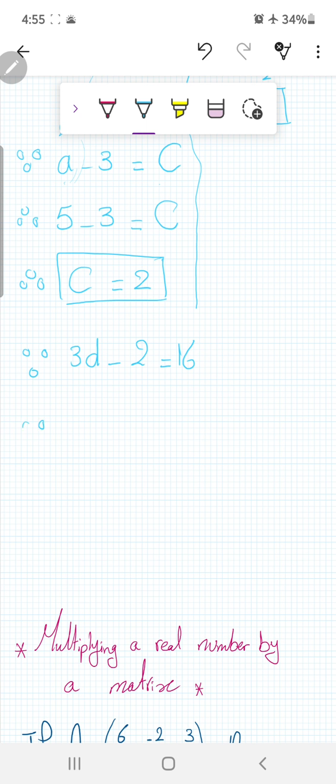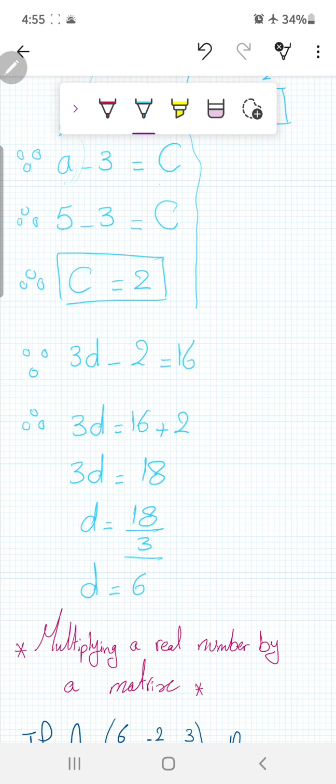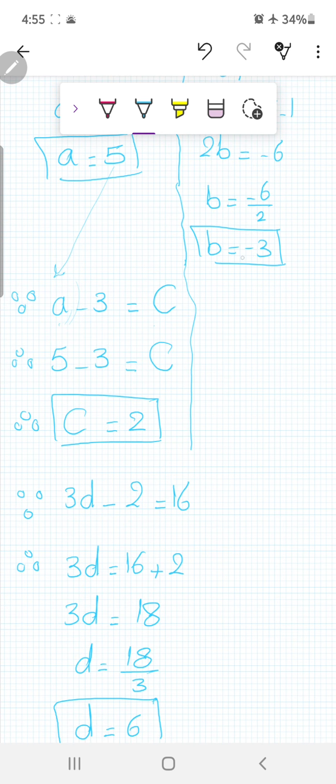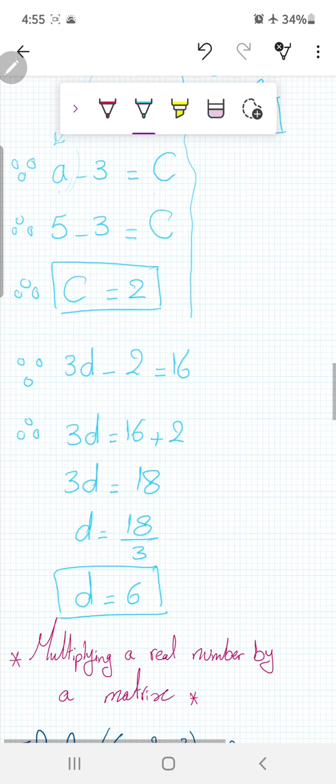So we get 3d equals 16 plus 2, which is 18. 3d equals 18. Move 3 to the other side by dividing. 18 divided by 3 is 6. So the value of d equals 6. So we get the values of a, b, c, and d.